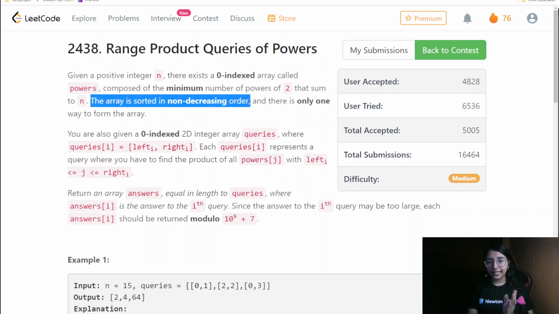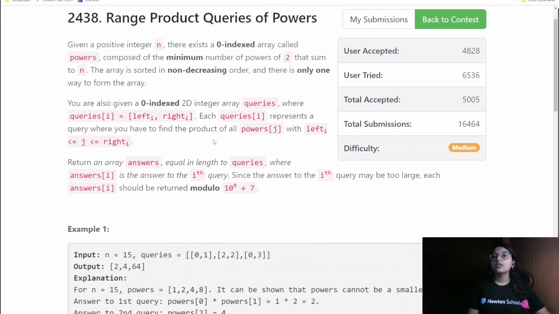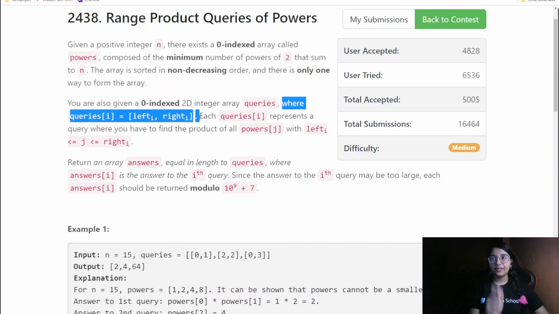Basically it is sorted in increasing order, and there is only one way to form the array. So all the powers of 2 which we will be figuring out are unique. Now you are also given a zero-indexed 2D integer array queries, where queries[i] equals [left_i, right_i].